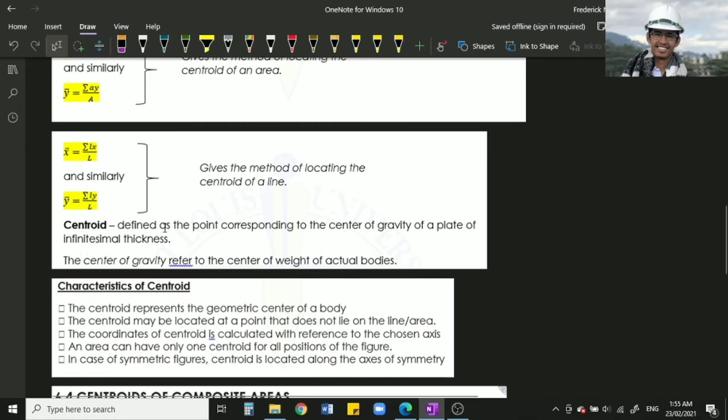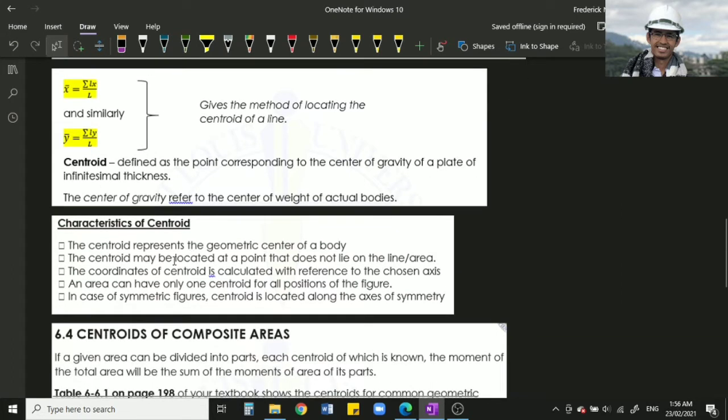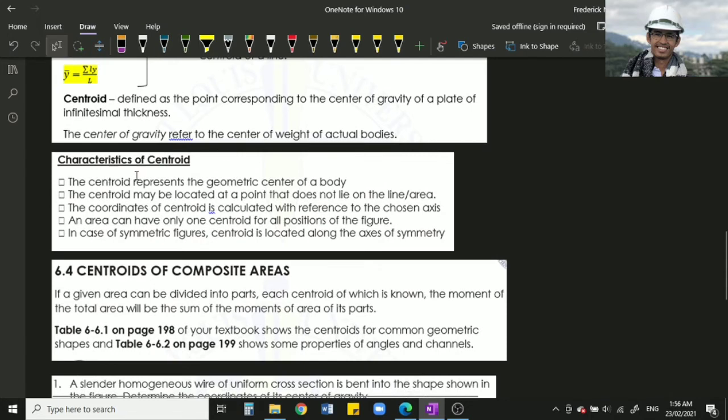So, the centroid is defined as the point corresponding to the center of gravity of a plate of infinitesimal thickness. Okay? The center of gravity refers to the center of weight of actual bodies. So, ito yung characteristics ng ating centroid. The centroid represents the geometric center of a body. So, yung centroid ng material is yun din yung geometric center of a body.